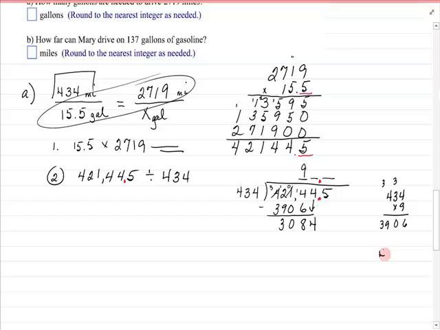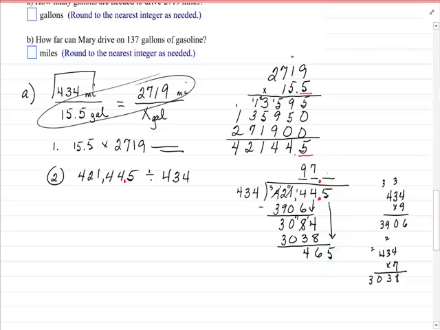So I have 434, and I'm going to multiply. I think it will go in 7 times. I'm not sure. 7 times 4 is 28. Carry the 2. It's 21, 23. Carry the 2. And that's 30. Yay, so it worked. That's 30,38. Subtract, I have to borrow. 8 from 14 is 6, and 3 from 7 is 4. And I bring down the 5.